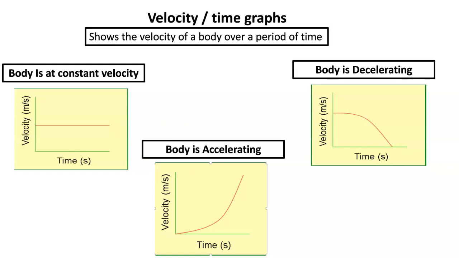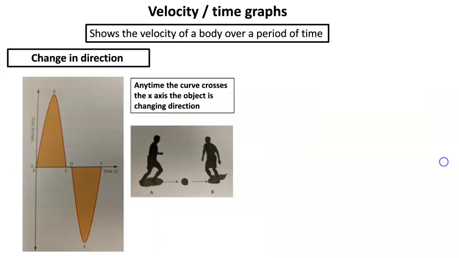Also, we need to be aware that with a velocity time graph, we can show a change in direction as well. So here we have acceleration, deceleration, nothing happening, change in direction, accelerating, changing direction, decelerating. For example, passing a ball. It'd be a forward pass, the ball accelerates, it decelerates, the other person stops the ball, the other person changes direction by kicking it back, it accelerates, decelerates. Okay, so any time the curve crosses the x-axis, the object is changing direction.